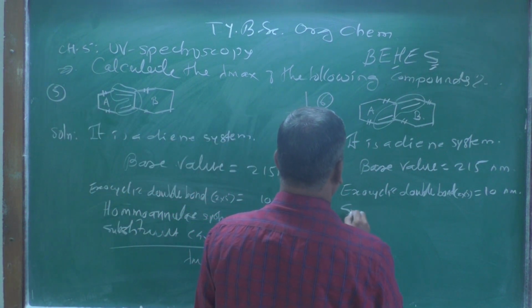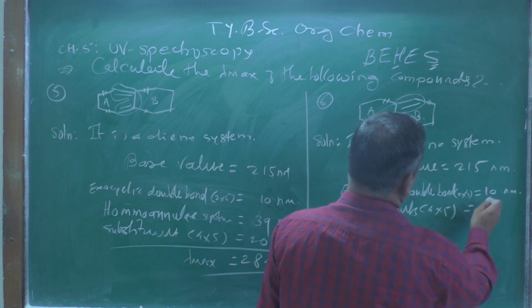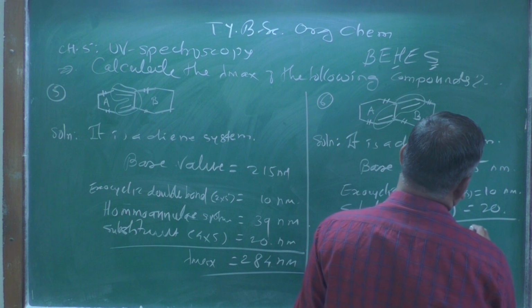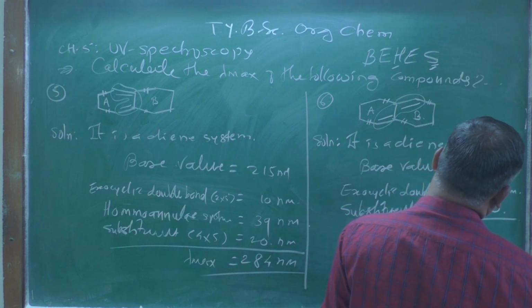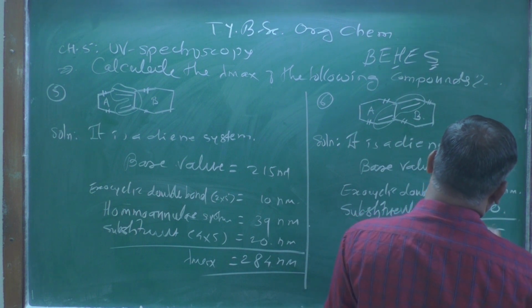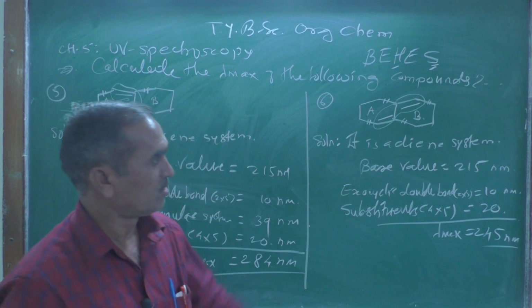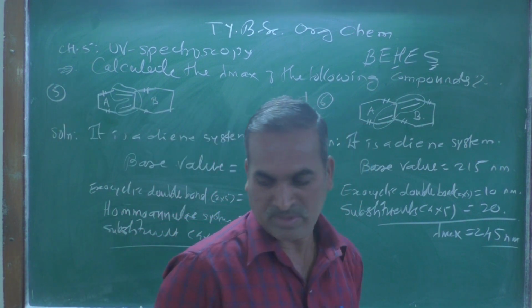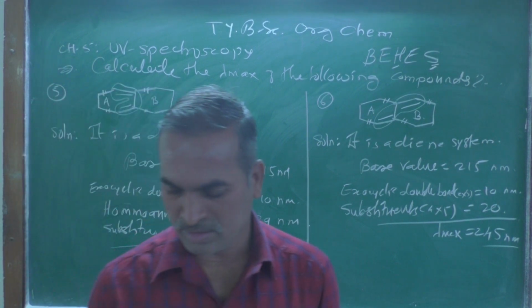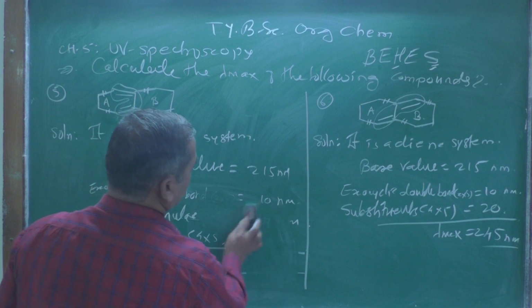So you can write it down like this: substituents, 4 × 5 = 20, and then you can mark it. So you write it down systematically. If you add this up, you will find 245 nanometer, which will be the answer for this. So this is another example, and you are now able to solve this kind of exam question.